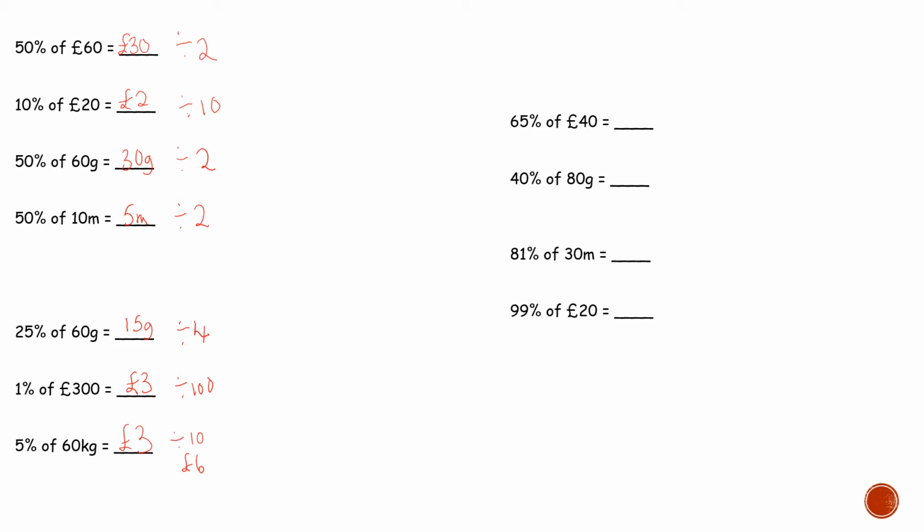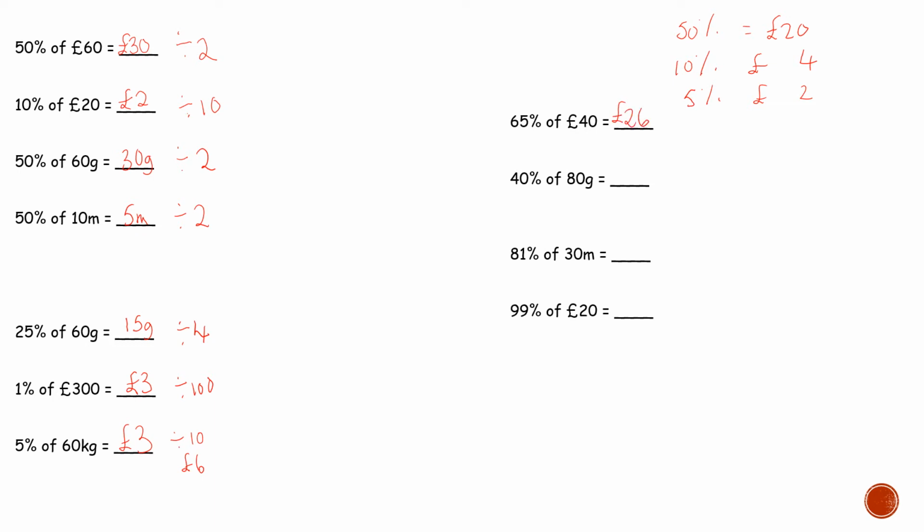Okay, on the next slide, we've got 65% of £40. So start off with this one, we're going to want to do 50%, and 50% of 40 is £20. Then I'm going to do 10%, and 10% of 40 is £4. And then I want to do 5%, which is £2. And if I add all of that together, that's going to give me £26.